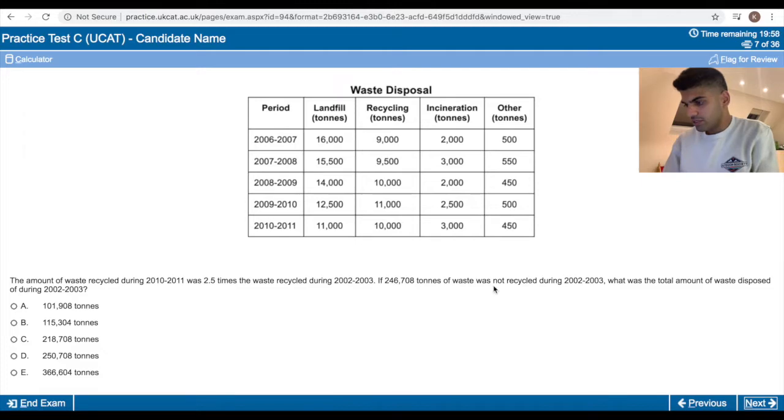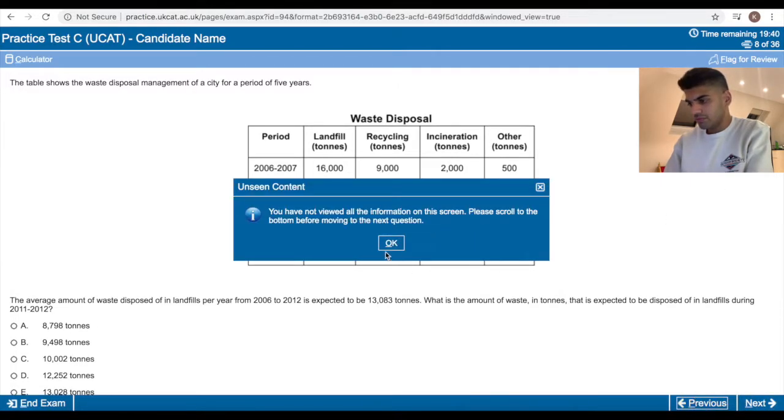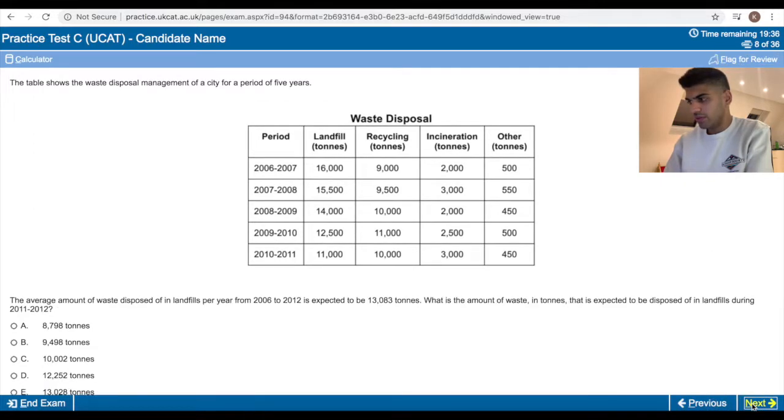If 246 is not recycled, what was the total amount disposed? So that'll be adding 4,000, sorry, to this, which is 250,708, I think. Yeah, okay. I'm just going to flag that previous question, because I'm not too sure if I did the right thing there.